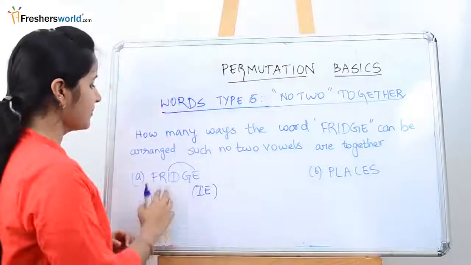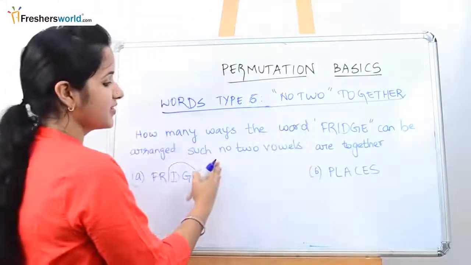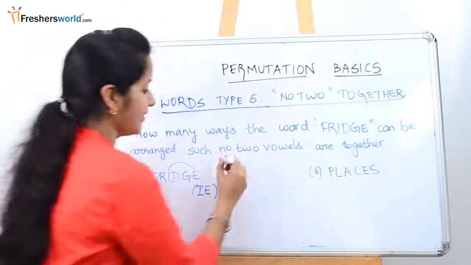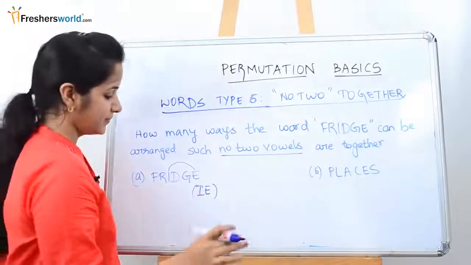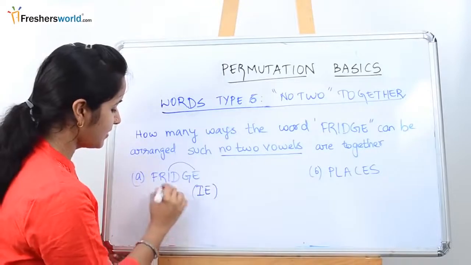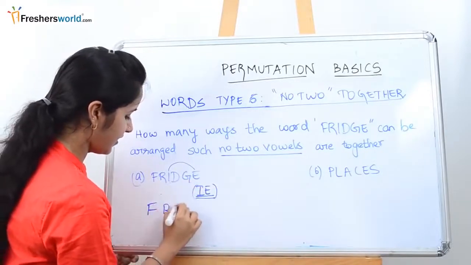Let's take the example: how many ways can the word fridge be arranged such that no 2 vowels are together? So understand the question, they have given no 2 vowels are together. In case of never together, these can never be together. In no 2 vowels, let's take for example, I and E are taken separately. The remaining letters are F, R, D and G.